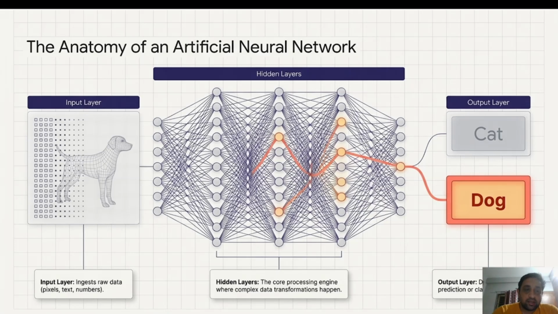Now, a real world example. When you use Google Lens to photograph a plant and identify it, an ANN is doing exactly this. Raw pixels go in, thousands of hidden layer transformations happen in milliseconds, and Monstera deliciosa comes out the other side. The brilliance of this architecture is that the network learns which connections matter. We don't have to tell it.